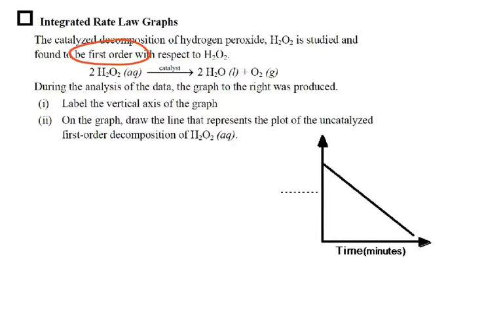Here we have a straight line graph, and we have to say, okay, first order, what gives us a straight line graph? And that's when we do the ln of the concentration. So this is going to be the ln of H2O2.